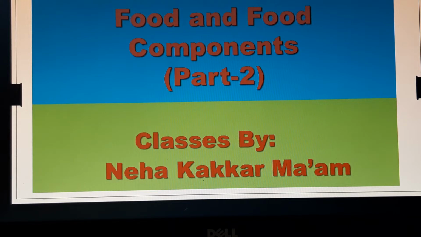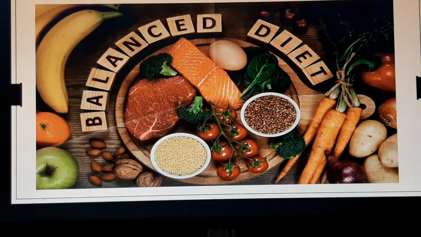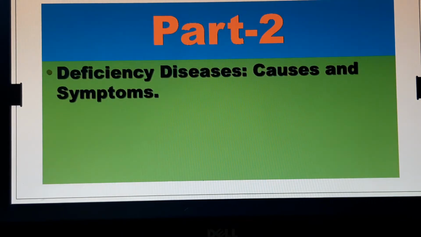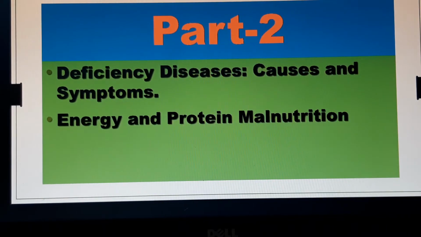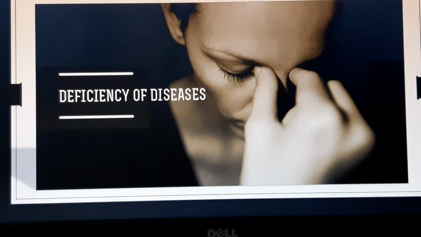Well, this video is in continuation of my previous topic, food and food components, where we have discussed the role and sources of nutrients in our diet and the importance of a balanced diet. Now, in part 2 of my video, we will discuss what deficiency diseases are, including their causes and symptoms. We will also discuss energy and protein malnutrition and the various ways to stay healthy. So now, starting with deficiency diseases.